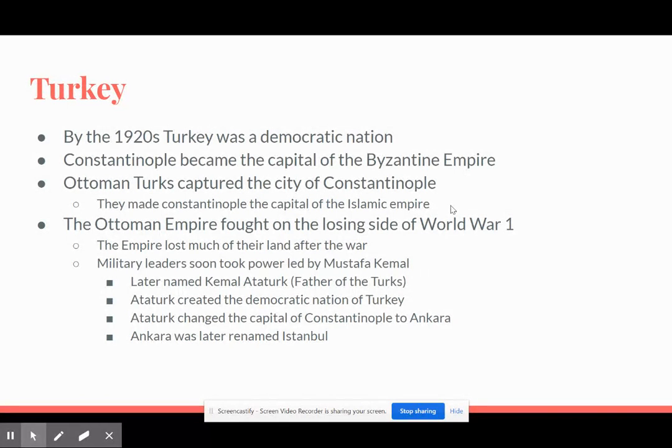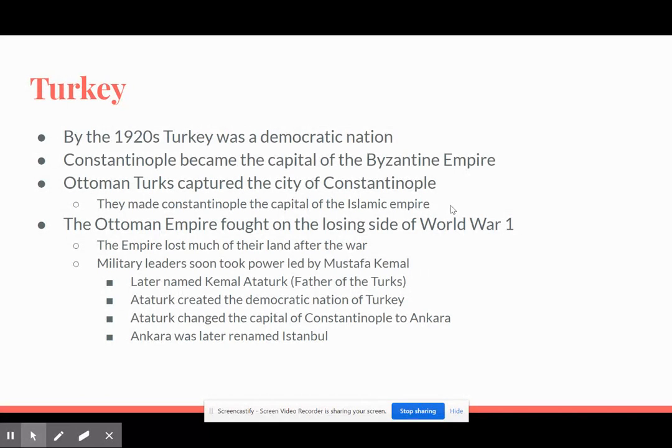He was later named Kemal Ataturk, which means the father of the Turks. Ataturk created the nation of Turkey, or the democratic nation of Turkey. So it was at one time the Ottoman Empire, made up of several different countries. Later, Ataturk became the leader of what we know as today as Turkey.